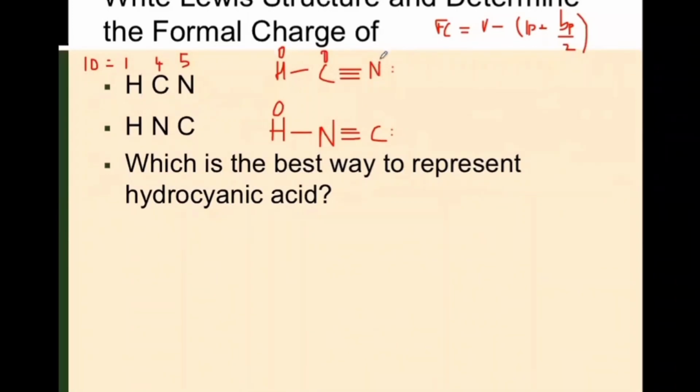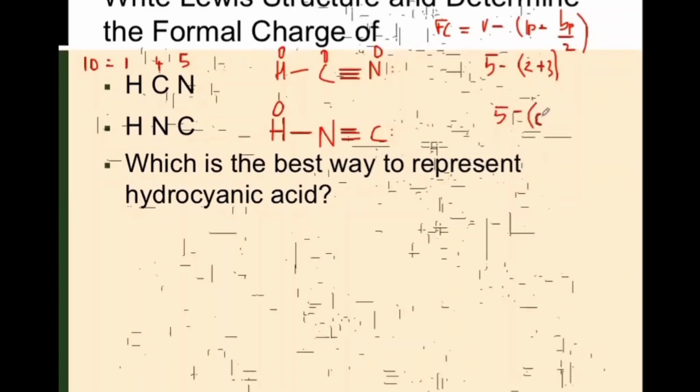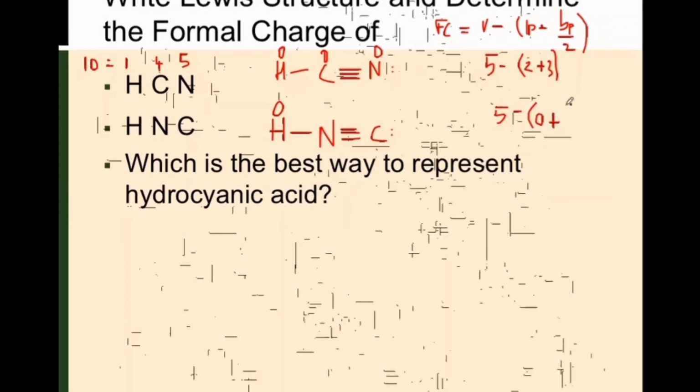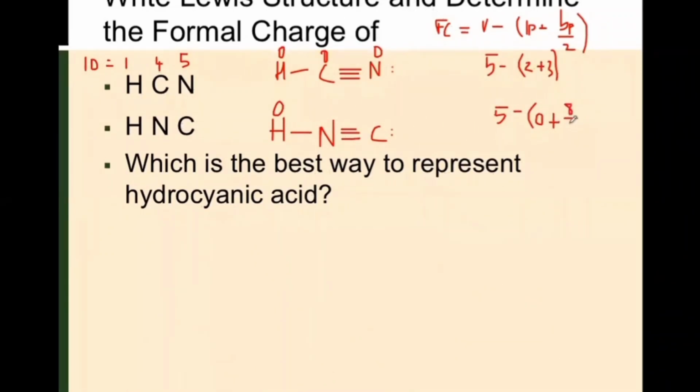Then for this nitrogen, the valence is 5 minus the lone pairs, which is 2, and the bonding electrons, which is 6 divided by 2 is 3. And so the formal charge here is 0. Here then for the second one, the nitrogen has a valence of 5 minus 0 for the lone pairs plus the bonding pairs. There's 1, 2, 3, 4 bonding pairs, so it's 8 bonding electrons divided by 2, which is 4, which would give a formal charge of +1.